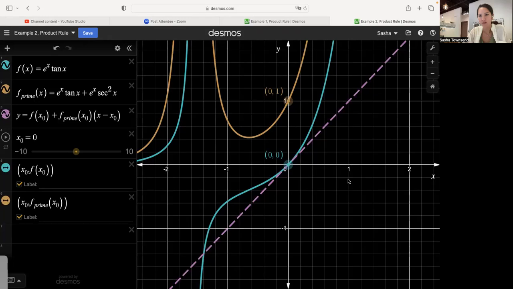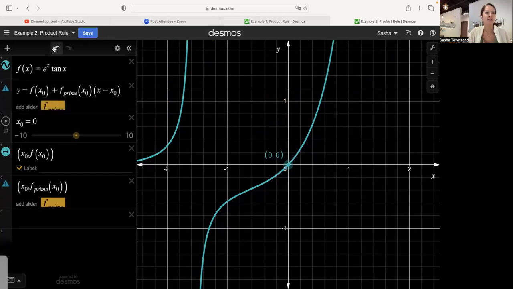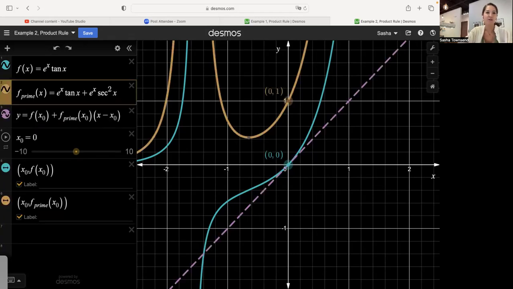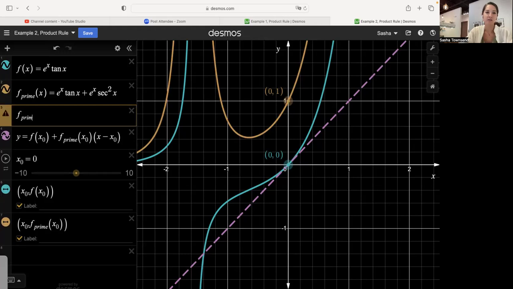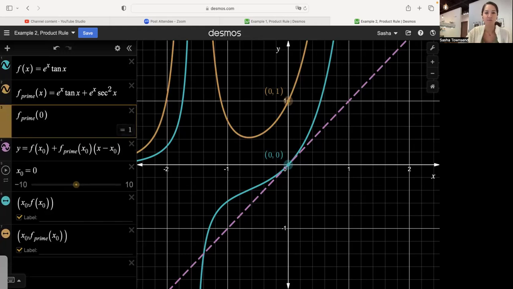Now, rise over run is we just go up 1 and over 1, up 1 and over 1 to get to another point on the line. So yes, the line has a slope of 1. This is the same value that we get when we substitute in a 0 into this function here. You get 1. It's e to the 0, which is 1, times tangent of 0. Tangent of 0 is 0.